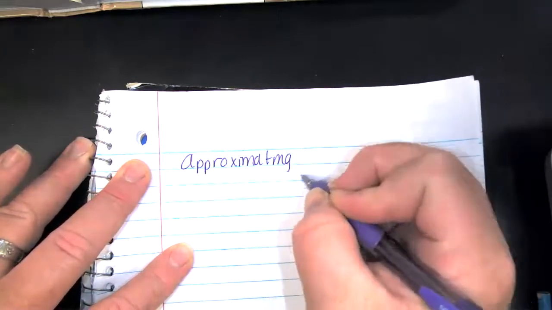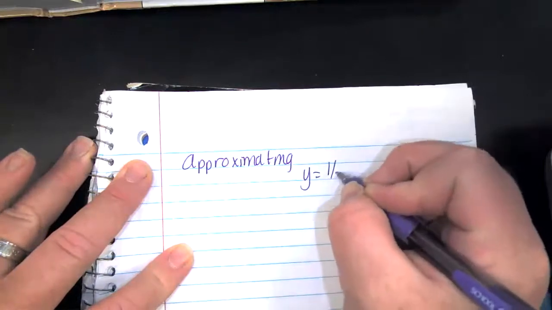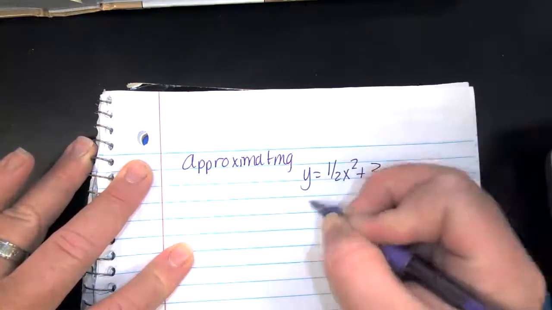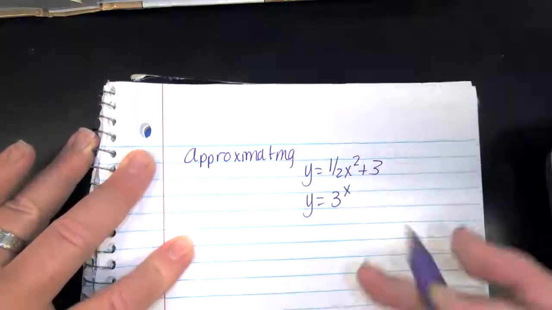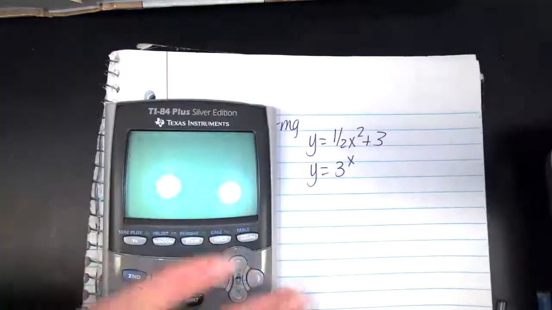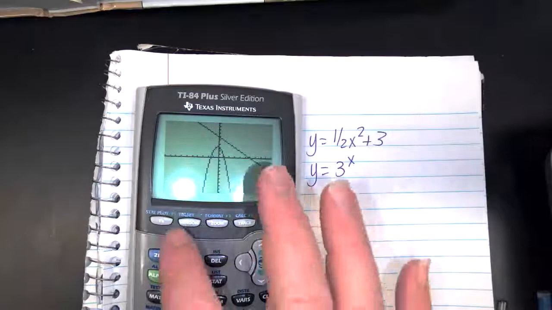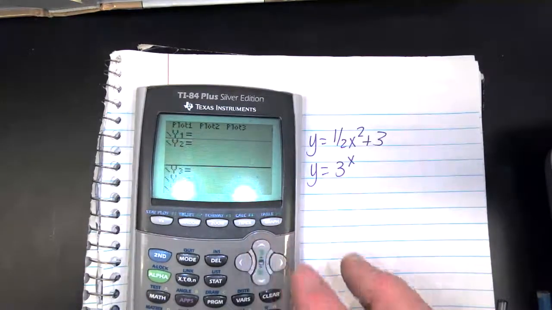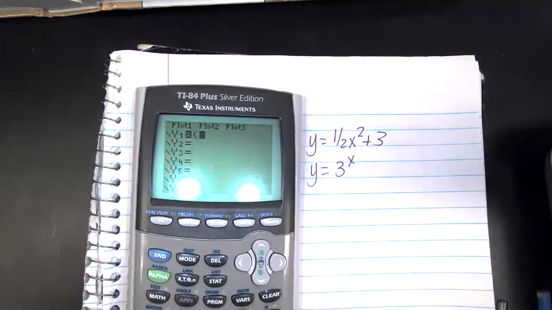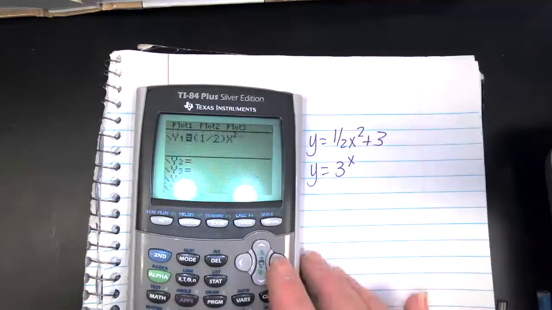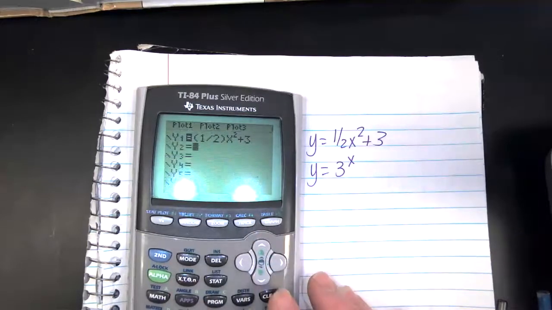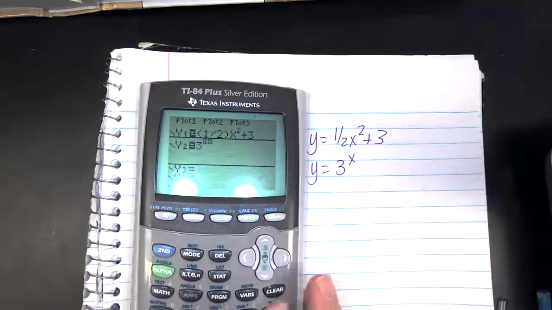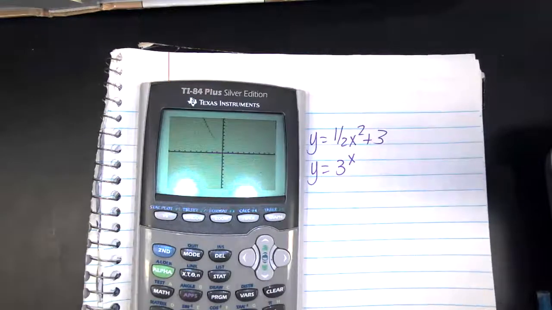What do you do when you have y is equal to 1/2 x squared plus 3 and y is equal to 3 to the x? Wow, so that's an exponential. So what do we do? Let's go back to y equals. Let's clear these out. I'm going to put in 1 divided by 2, a half, x squared plus 3. And this is going to be 3 to the x power. All right, here we go.